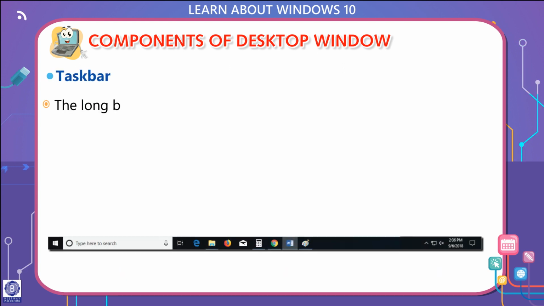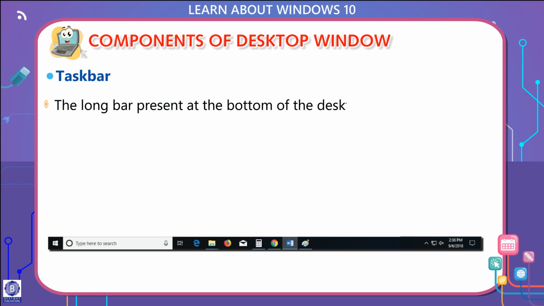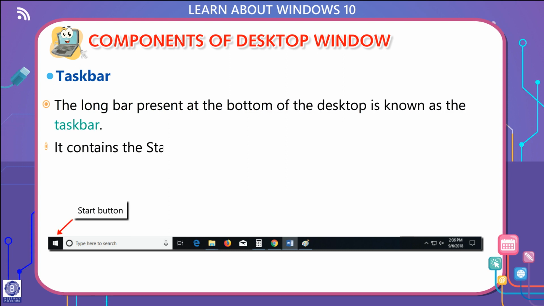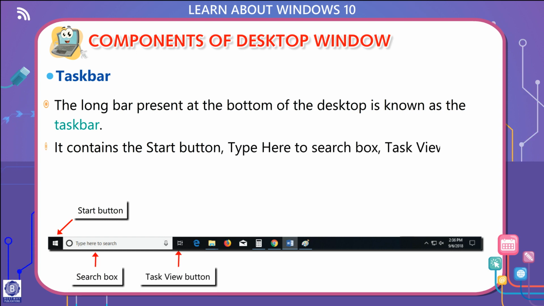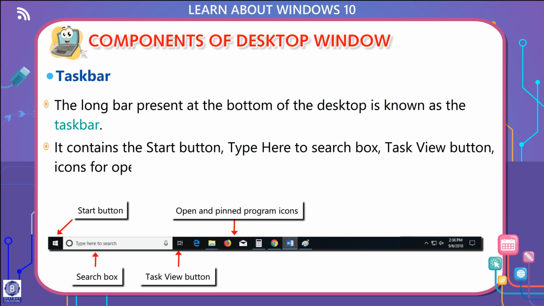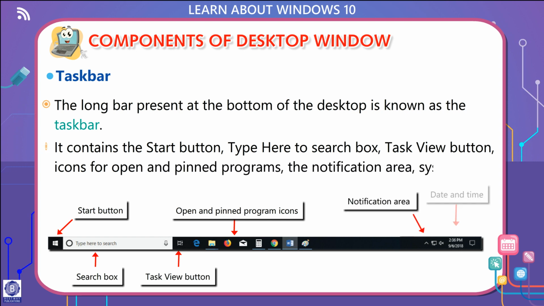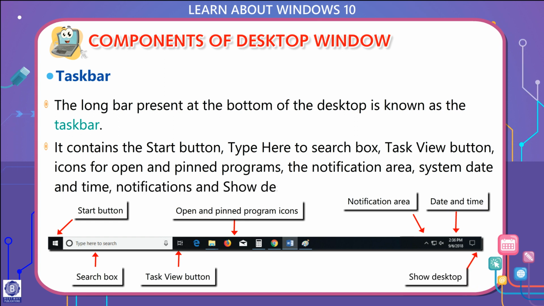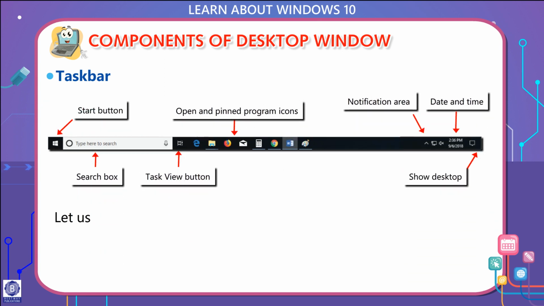Taskbar. The long bar present at the bottom of the desktop is known as the taskbar. It contains the Start button, Type here to search box, Task View button, icons for open and pinned programs, the notification area, system date and time, notifications, and Show Desktop. Let us discuss these parts in detail.